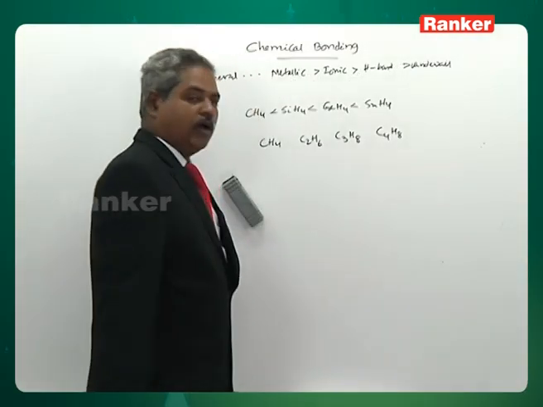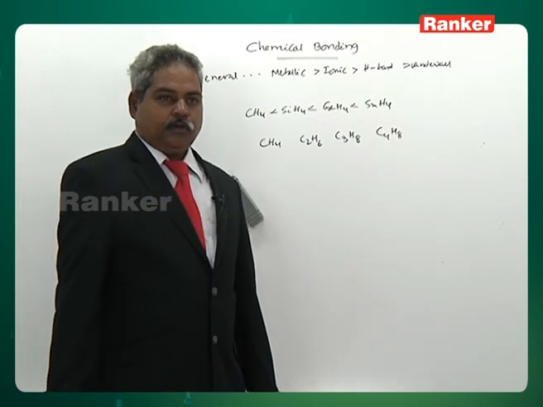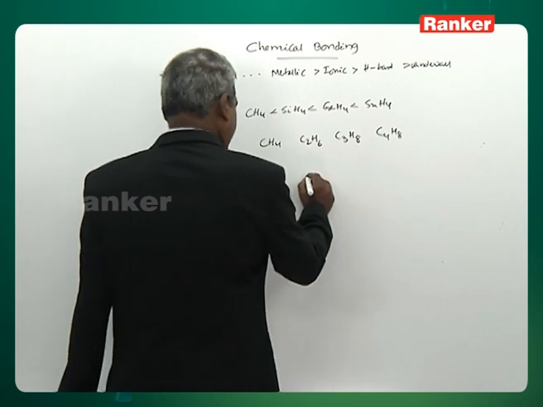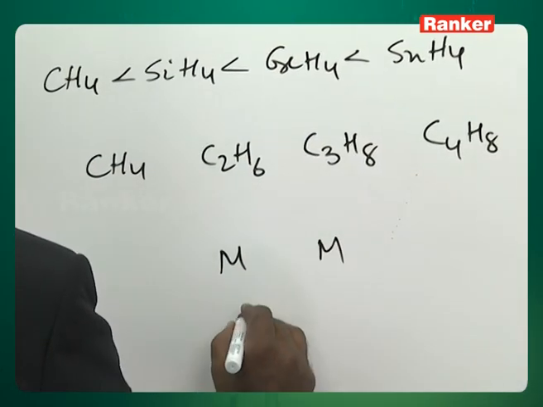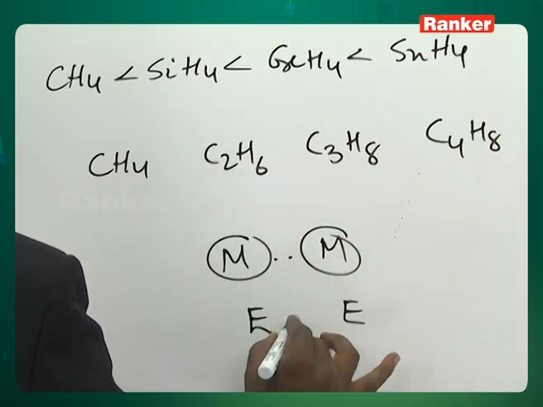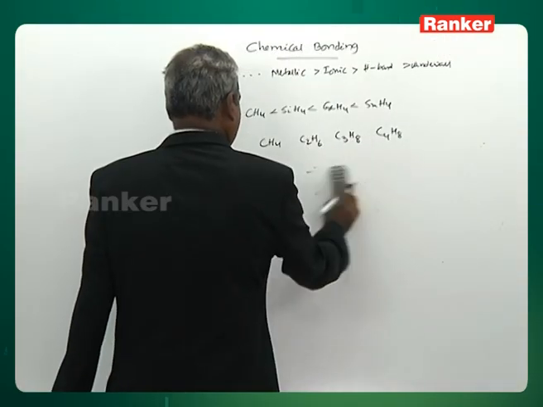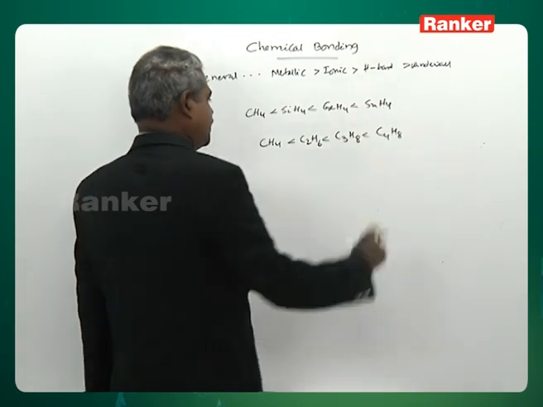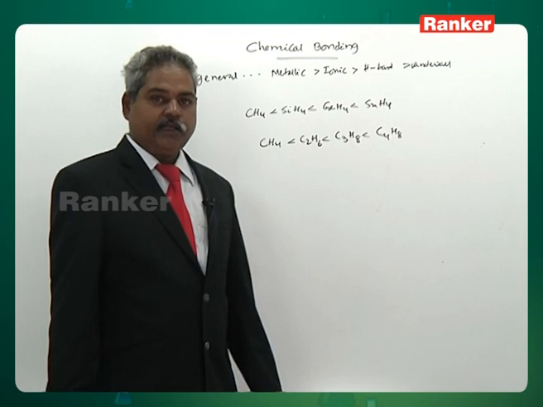The first 4 alkanes. How to compare? Between methane and methane, and ethane and ethane. What exists? Nothing except van der Waals. Therefore, only mass. Greater the mass, greater the molecular weight, greater the boiling point.